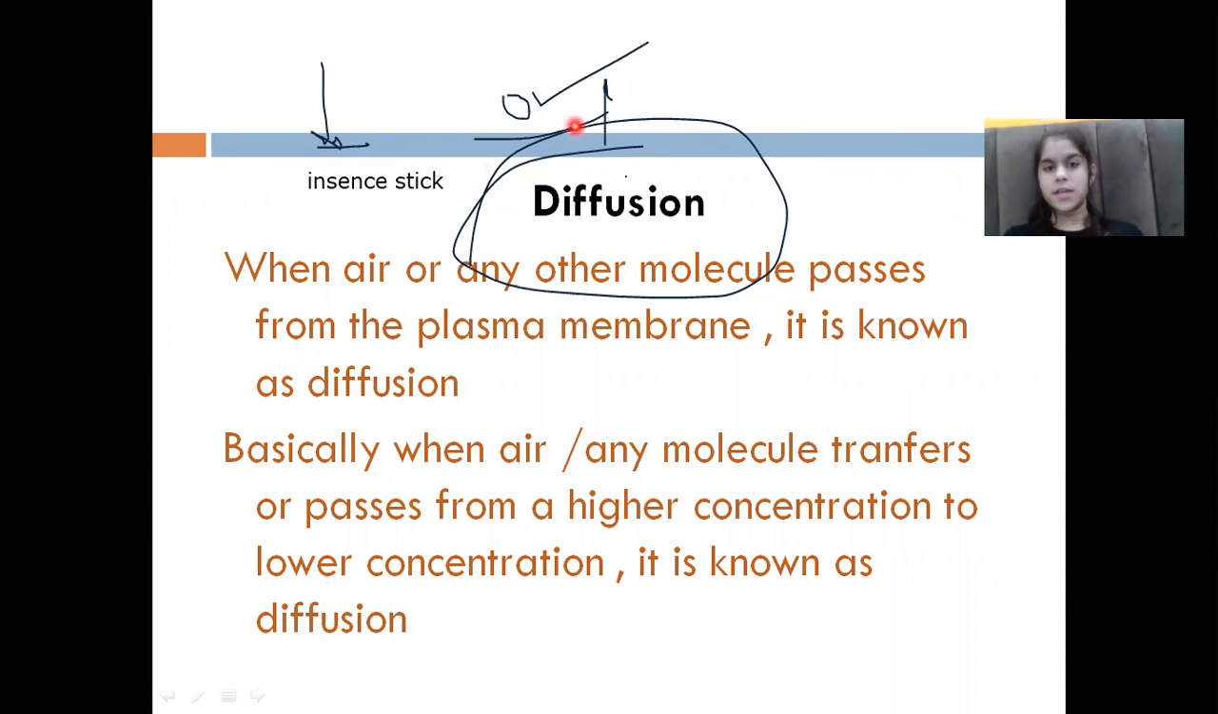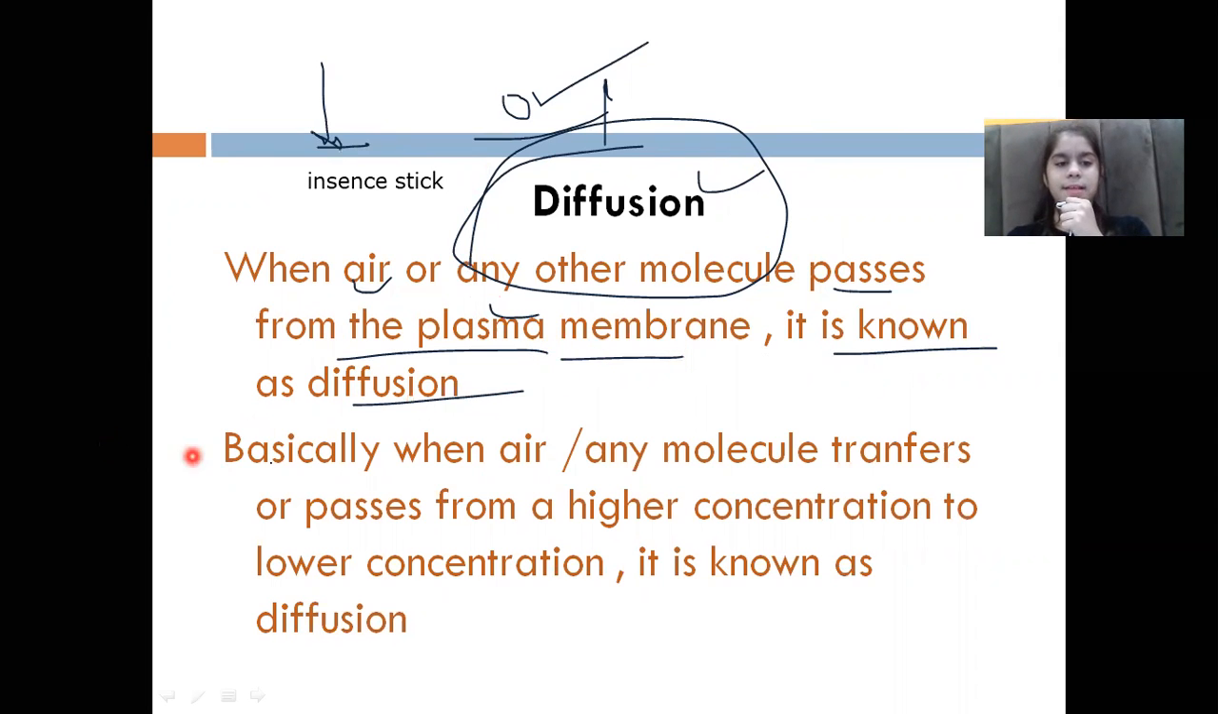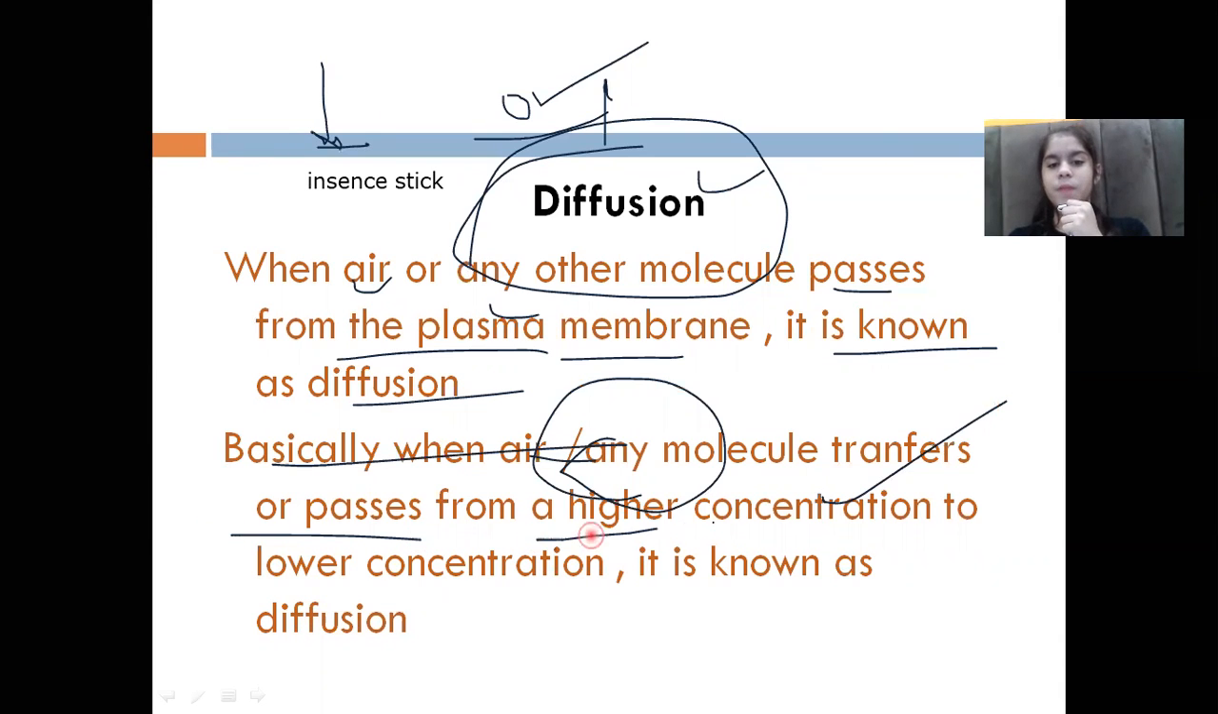Clear? Okay, so diffusion क्या होता है? Is a process in which air या फिर any other molecule passes from a higher, let's see, अगर plasma membrane की बात करते हैं, from plasma membrane, that's known as diffusion. Then in other sense, basically when the air या फिर any molecule passes from the higher concentration to the lower concentration, that is known as diffusion. Okay, what is it known as? Diffusion.